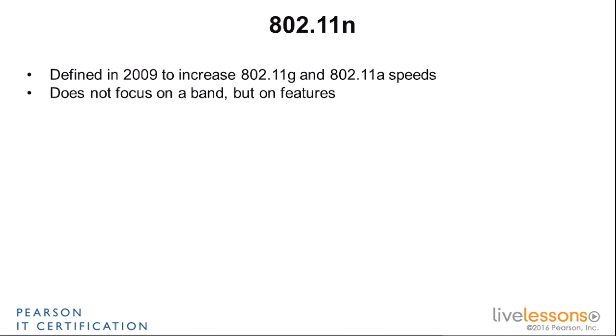And the good thing about 11n is that it's not focusing on a band like we're doing so far. It's working on features. You bring new features to G devices and to A clients to make them more efficient in their communication. And there are a few things that we do. One of them is channel aggregation.